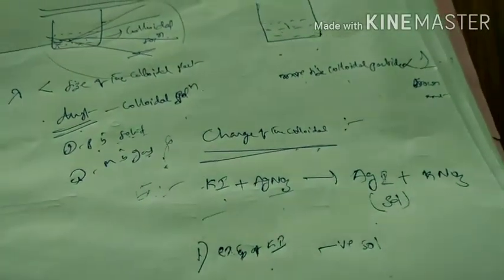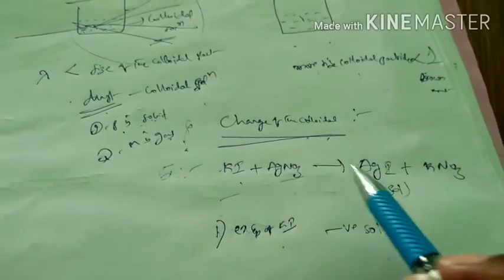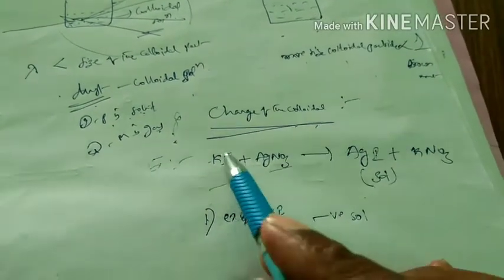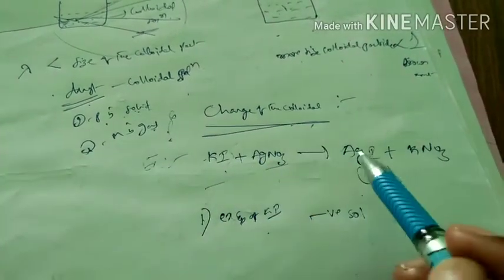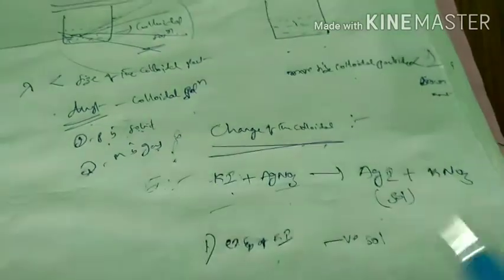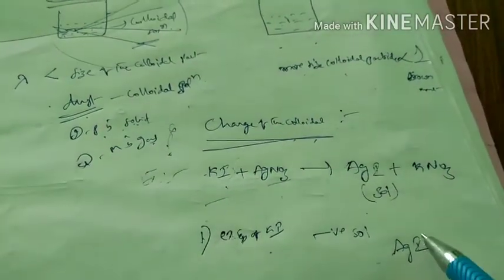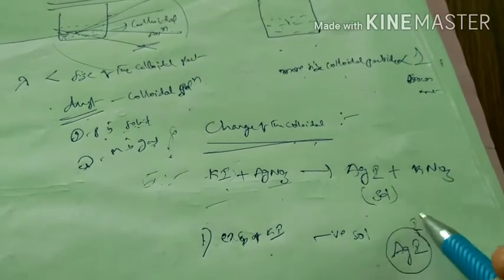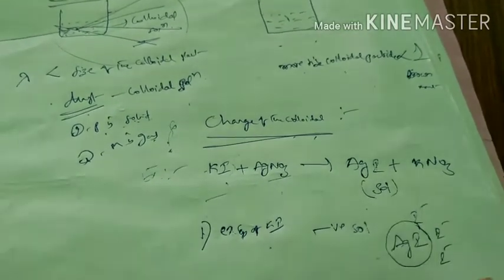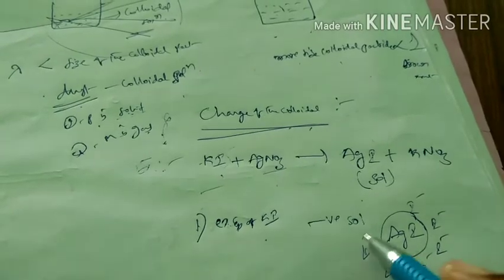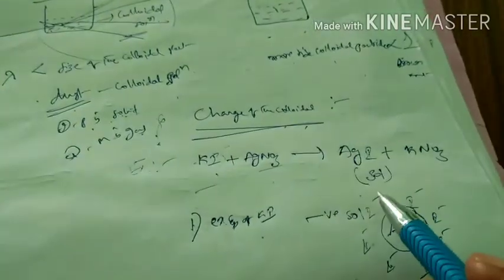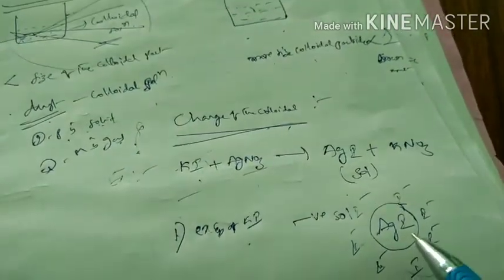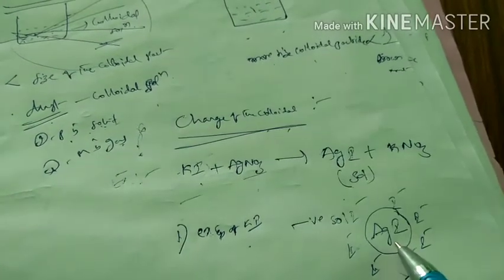How can we say that a negative sol is formed? If excess of KI is added, iodide has which charge? Negative charge. Let us assume this is the colloidal particle. Around this, negative charges of iodide ions are surrounded. Based on this charge, we can say the charge of the colloidal solution is negative.